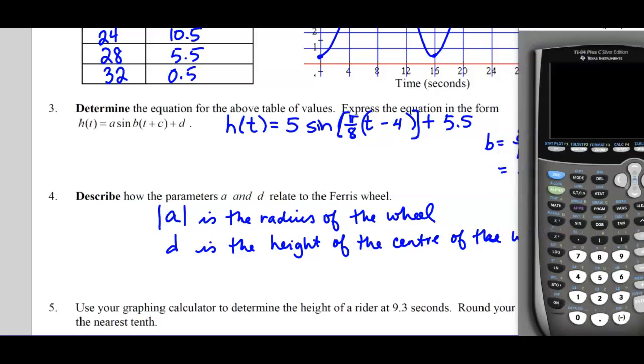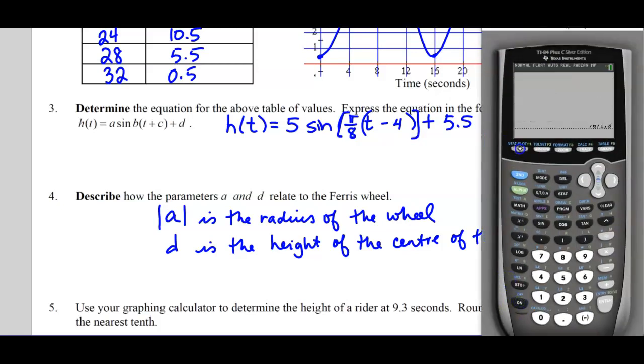Okay, get your calculator out. Just grab this. And do the same window as your chart, 0 to 32. And 0 to 10.5, so let's go to 11.